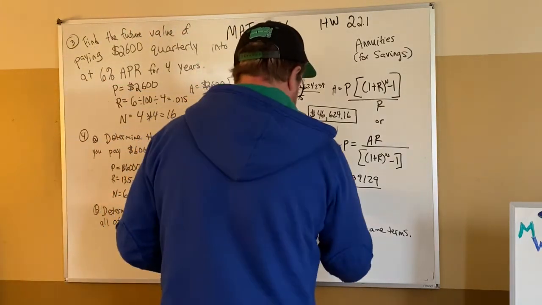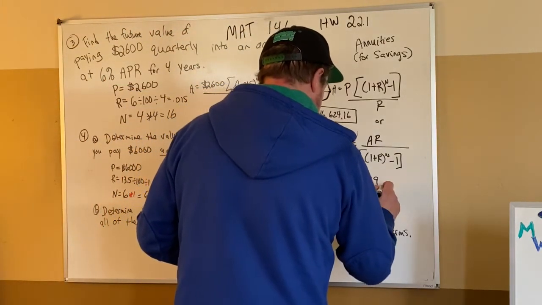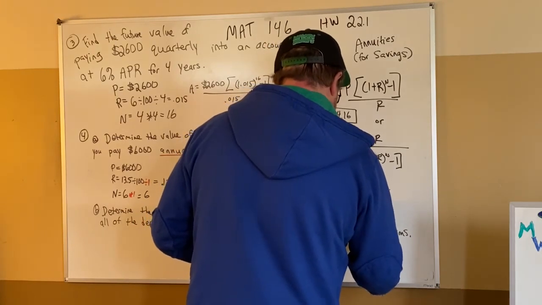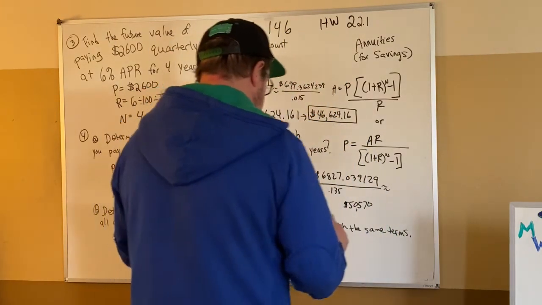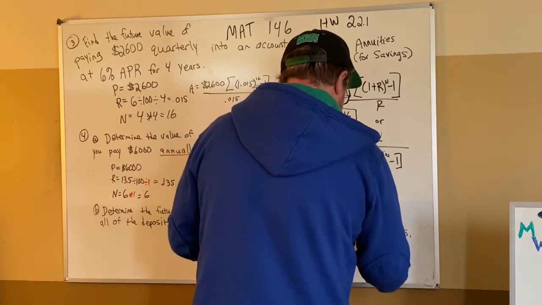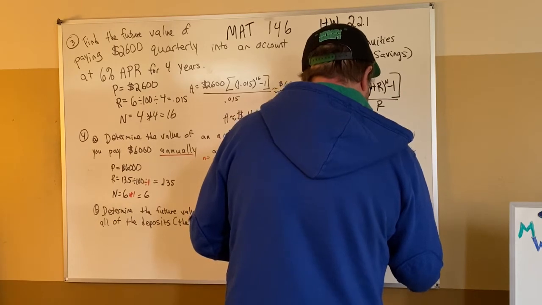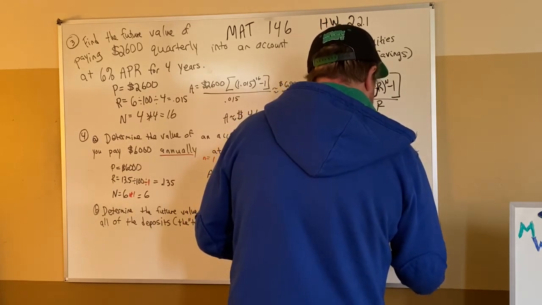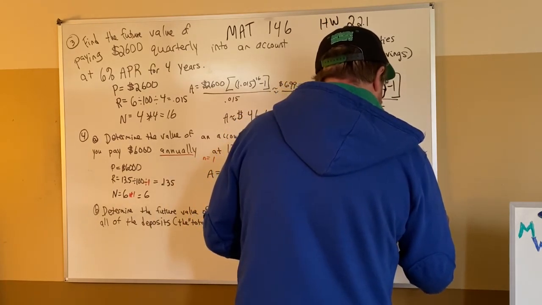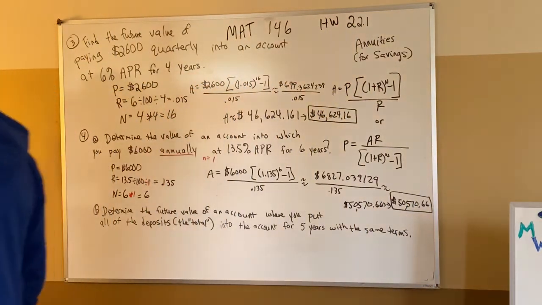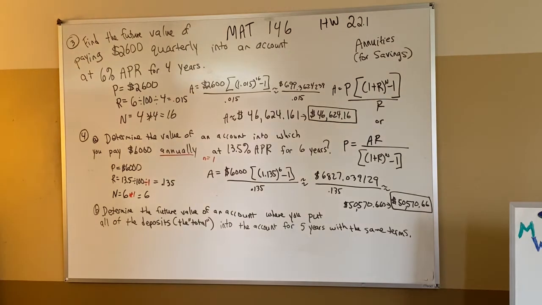$50,570.66. And that's what happens if I put in $6,000 a year across the 6 years.